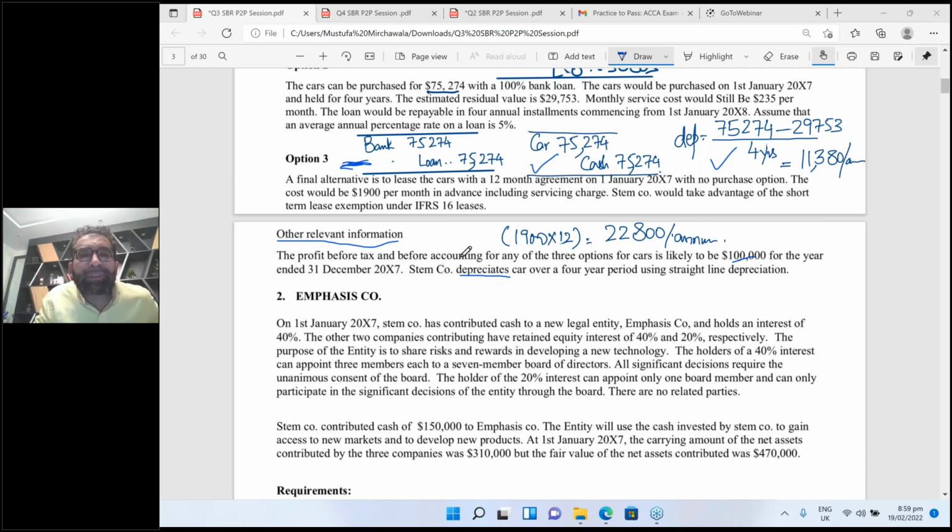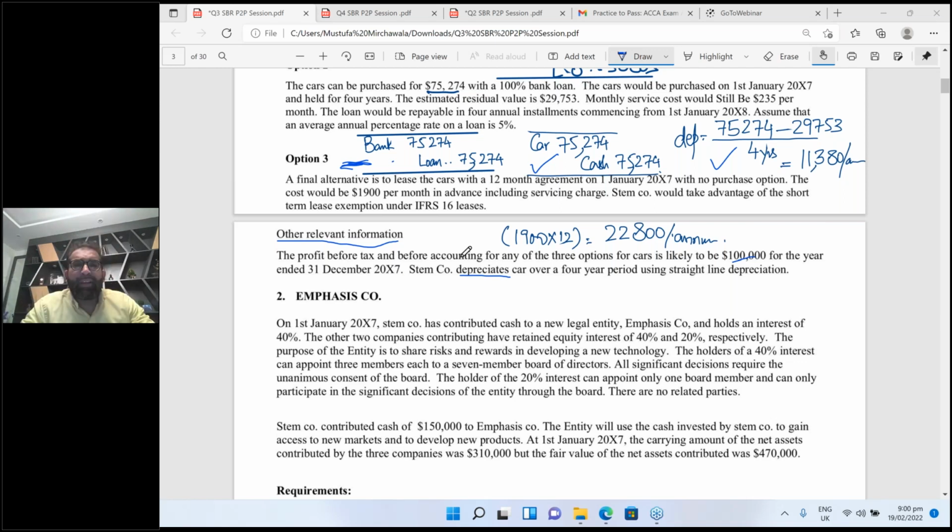My dear student, option 3 is an operating lease, and operating lease rental goes straight away in P&L. So no need to split. So 1900 is the per month figure, multiplied by 12 is 22,800.